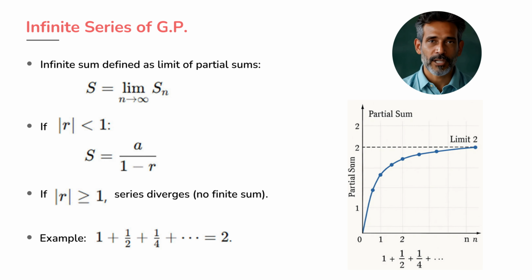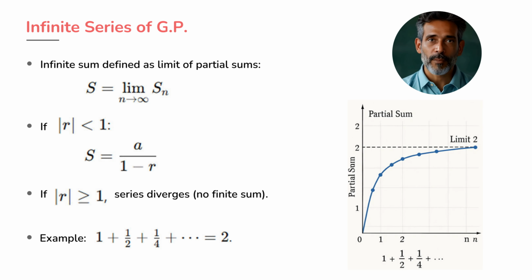Now, imagine adding an infinite number of terms. Sounds impossible, right? But sometimes it works beautifully. The infinite sum is defined as the limit of S sub n as n tends to infinity. If the absolute value of r is less than 1, then r to the power n approaches 0 as n grows. In that case, the formula becomes S equals a divided by 1 minus r.